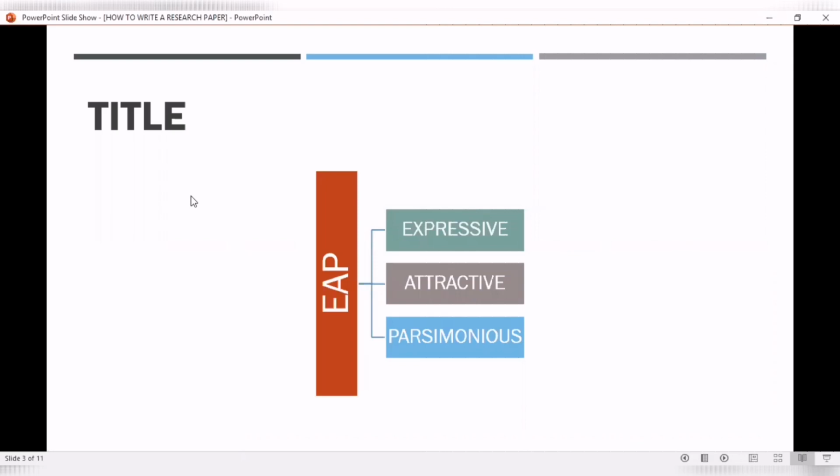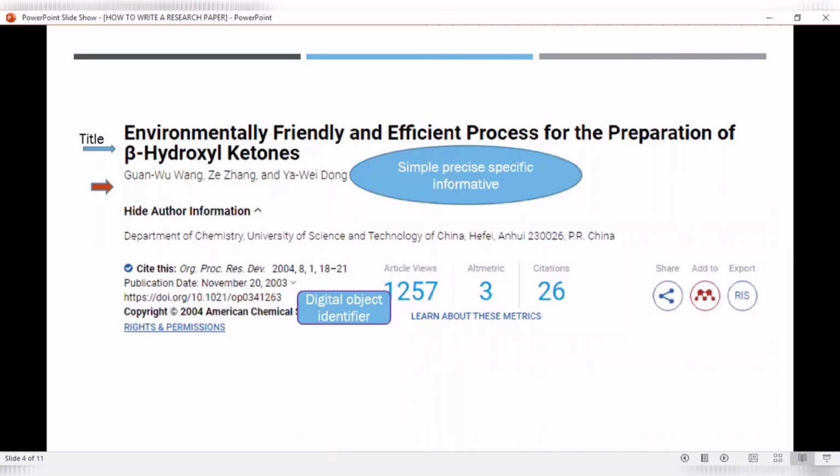So the first one is title. Before writing or selecting the title of your research article, you must ensure that your title fulfills the following EAP requirements. Your title must be expressive, which means your title must be informative. Your title must be attractive, fascinating to the reader. Your title must be parsimonious. You must convince your reader from your title to read the research article.